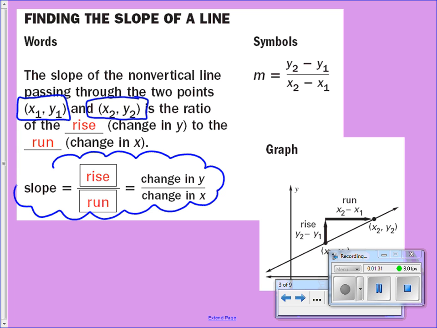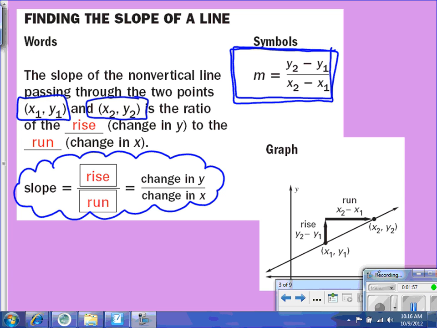Now, rise over run, you should recognize that. This is going to be your big formula for today. Notice what we're doing in this formula. You are subtracting the y values and subtracting the x values. The difference in your y values is your numerator. The difference in your x values becomes the denominator. And that creates your slope.